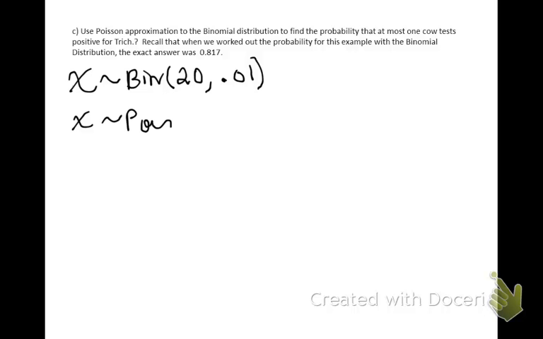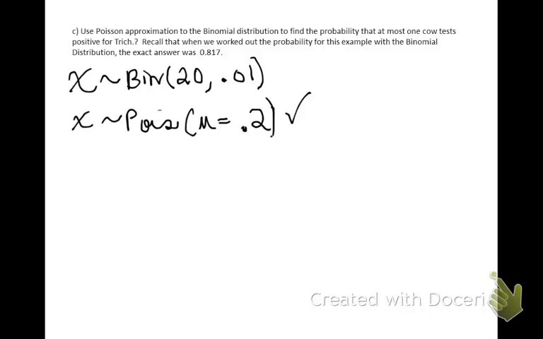Use Poisson approximation to the binomial distribution to find the probability that at most one cow tests positive for trig. Recall that when we worked out the probability for this example with the binomial distribution, the answer came out to exactly 0.817. We know that x is binomially distributed with a sample size of 20 and a constant probability of success of 0.01. According to theory, x should also satisfy a Poisson distribution with a mean equal to 20 times 0.01, n times p. If you work this out, this gives back 0.2. n times p is less than 7, so this is an accurate statement to make.